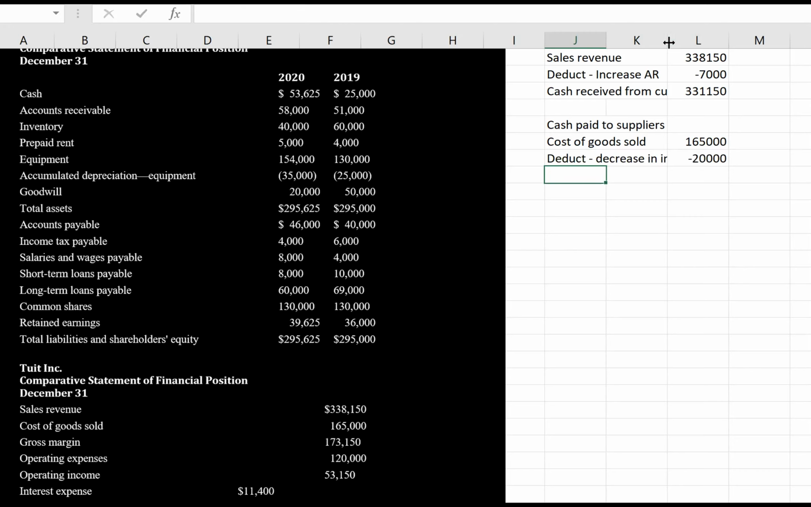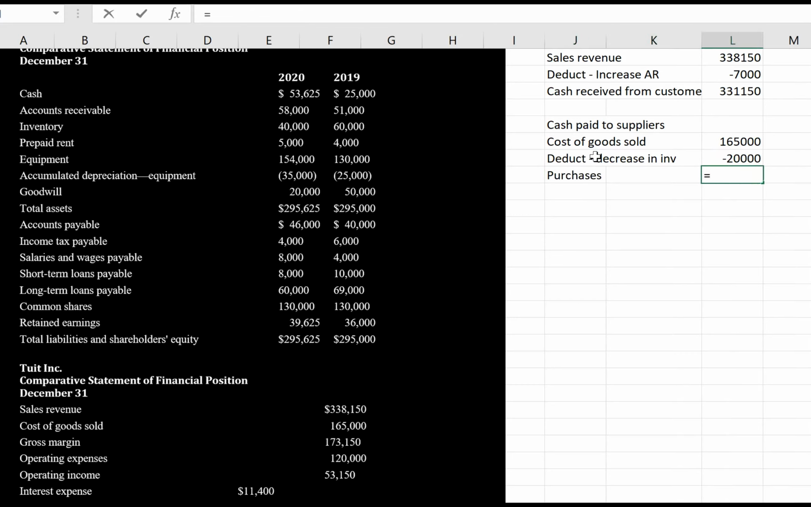Let's make this a little bit bigger. Okay. And then next we're going to have purchases. So where are we going to find purchases? It's going to be the net of these two. So this is going to be purchases, and then we're going to take a look at accounts payable.